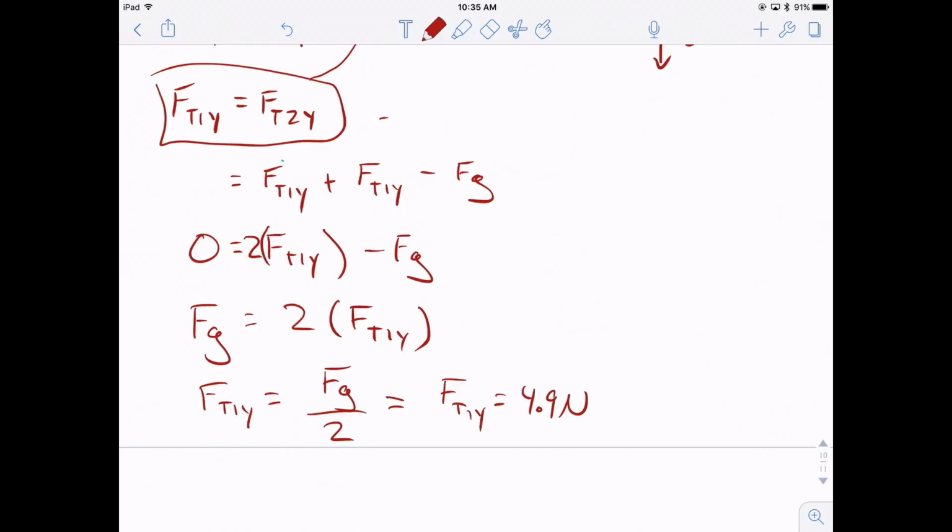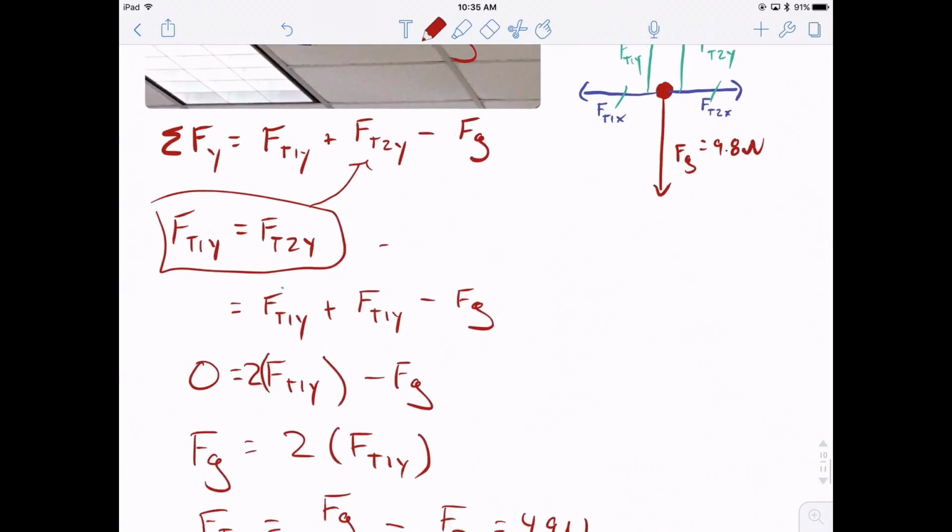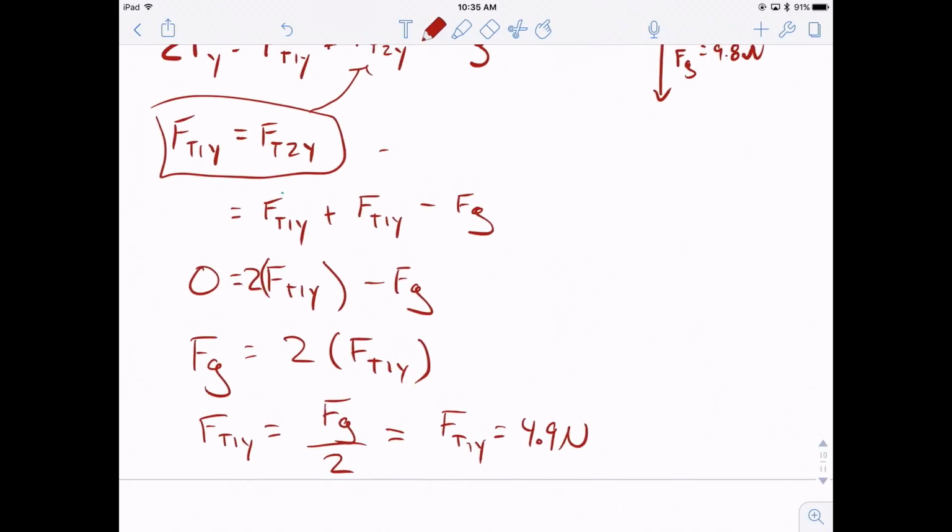The question wasn't find the force of tension in the y direction. What was the question? Find the tension in the rope. So how do we do that? I'm going to give you an answer. It's not 4.9. And a lot of students are like, what? How can that be? Well, think about this.